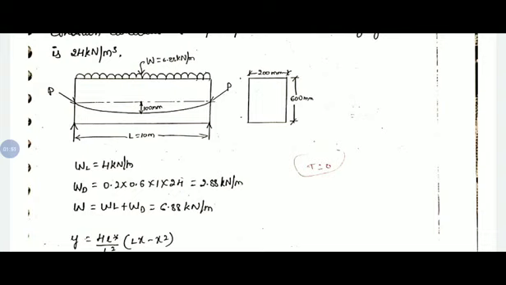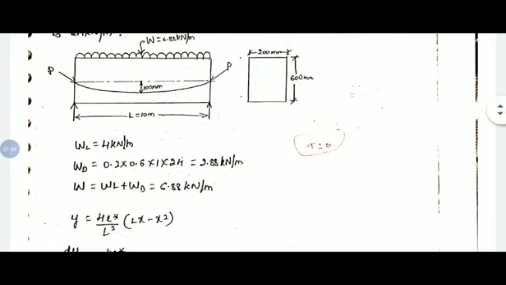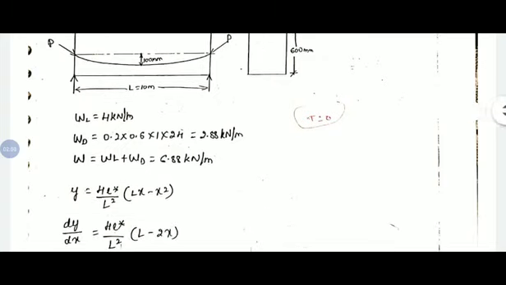The longitudinal section of the beam and the cross section of the beam we have drawn. Live load is directly given as 4 kN per meter. Dead load is cross section into density of concrete, 0.2 into 0.6 into 24, which is 2.88 kN per meter. So the total load will be 6.88 kN per meter.